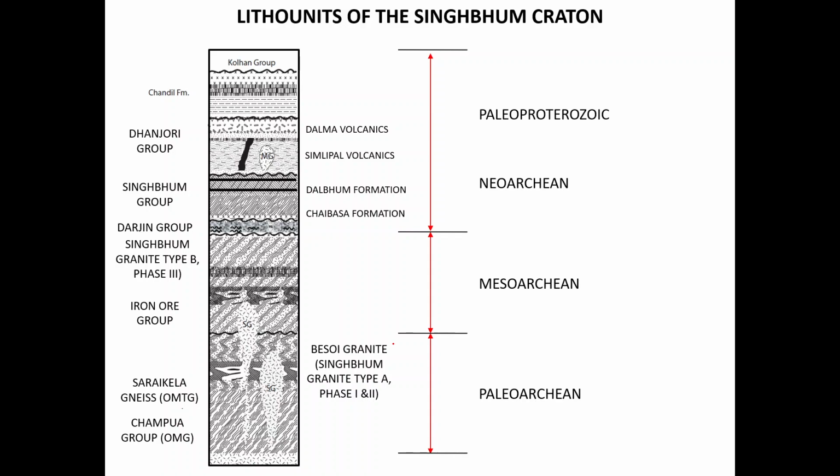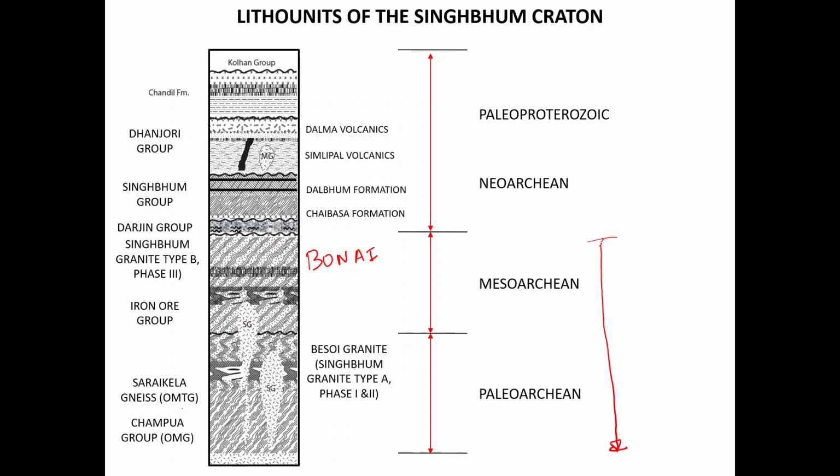Then the Besoi granite is unconformably overlain by the iron ore group. And then next phase of granitic emplacement was there, which is known as Singhbhum granite type B, also known as Bonai granite. So you should remember this, that the Singhbhum granite type A is the Besoi granite, while Singhbhum granite type B is the Bonai granite. Then Bonai granite is unconformably overlain by the Dargin group. So over here we have these major Archean Craton formations exposed.